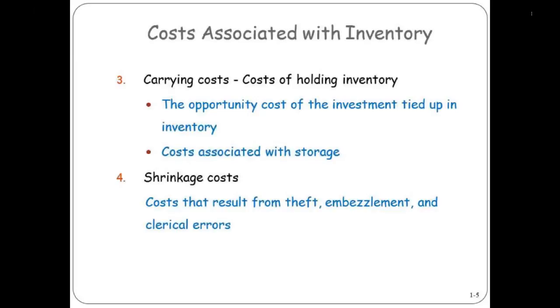They have that happen too. It's a terrible problem in the restaurant industry. But it's in every industry that inventory disappears. Either theft, embezzlement, clerical errors, got washed down the drain by mistake, whatever the case may be. So that's shrinkage costs. The more inventory you have, the more risk you have of shrinkage costs.